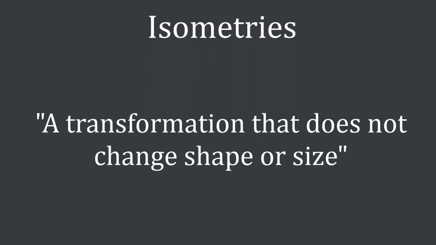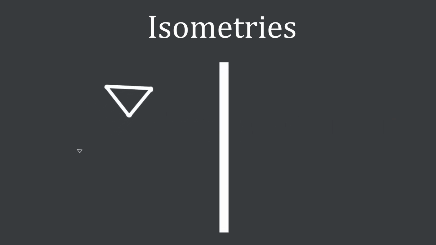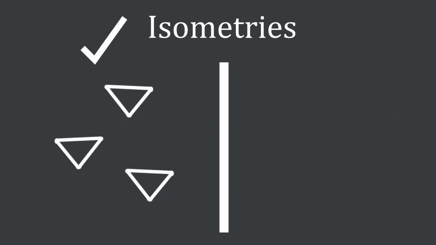An isometry is a transformation that does not change shape or size. Translations, reflections, and rotations are all isometries, but dilations aren't.